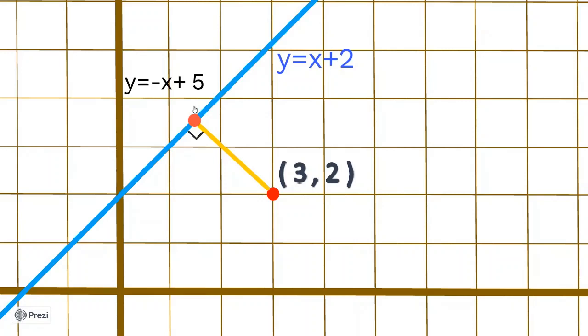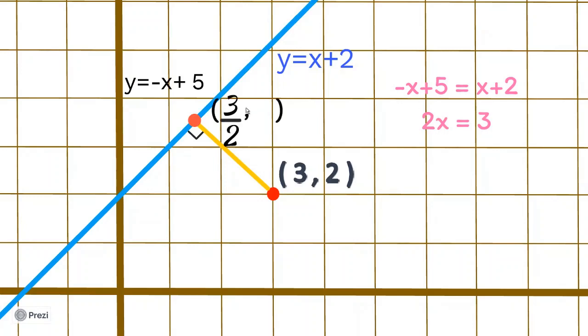Now, how to find the coordinates of this point? This point lies on both the yellow line and the blue line. Do you see that? This red point lies on both these two lines. So both these equations should be true, should be equal for that specific point. So therefore, I write minus x plus 5 is equal to x plus 2, because at that point it is true for both equations, because it lies on both the lines. So minus x plus 5 is equal to x plus 2, which is 2x is equal to 3. That gives you x is equal to 3 by 2.